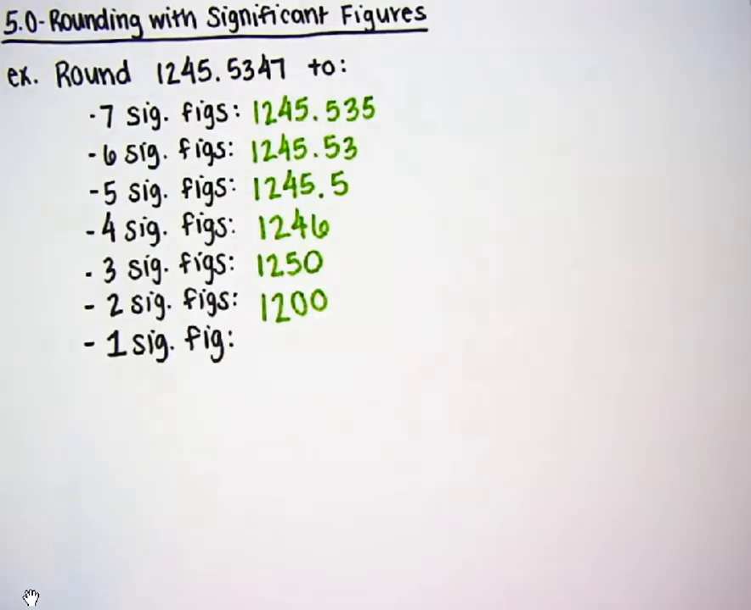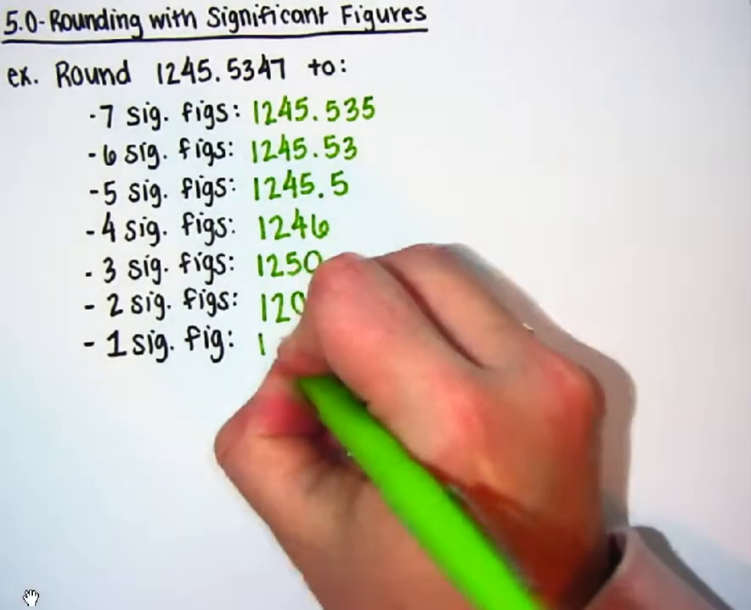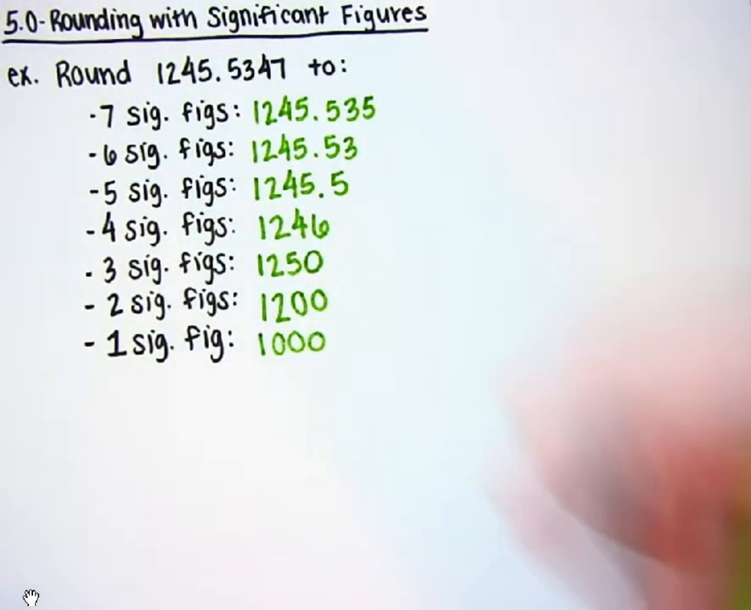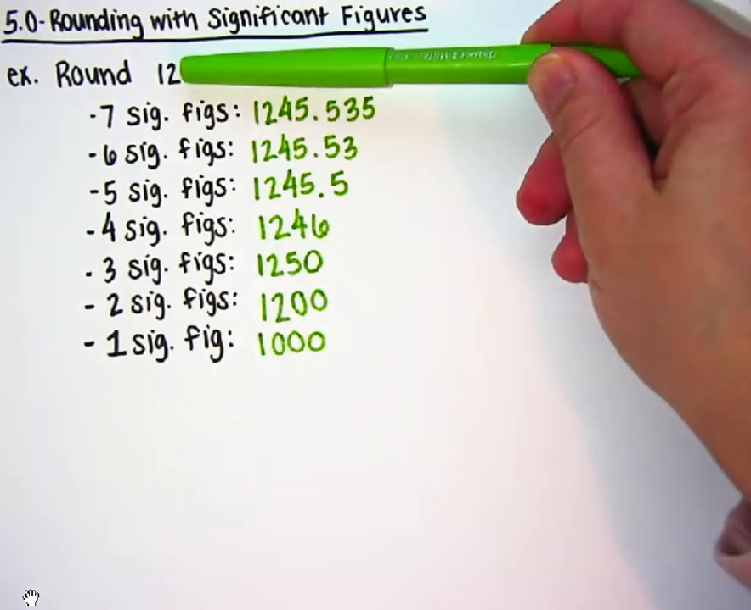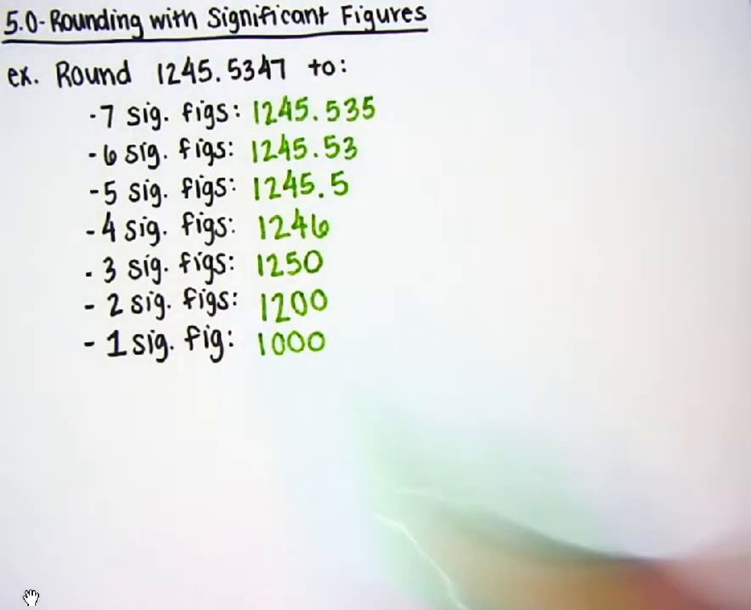And then lastly, if we wanted to go to 1 significant figure, my answer would be 1,000. I keep the first digit, the next number is less than 5, so I do not round it up, and then we put zeros in. Those zeros are not significant unless there's a decimal.